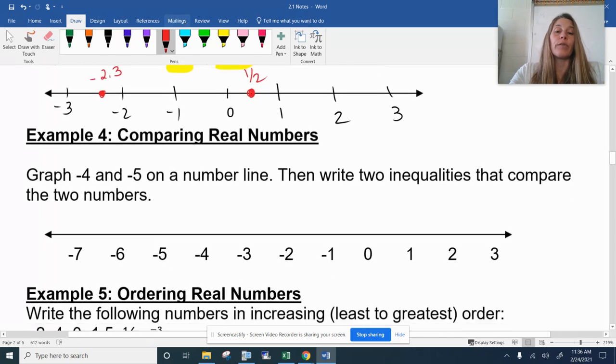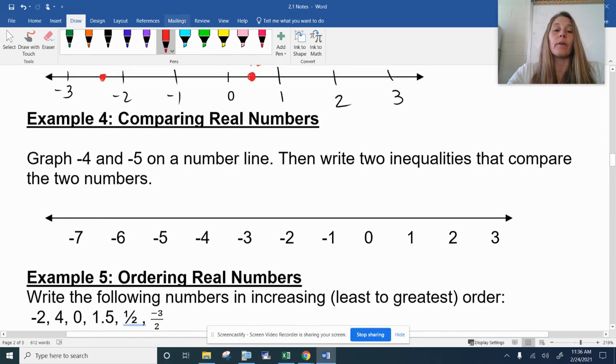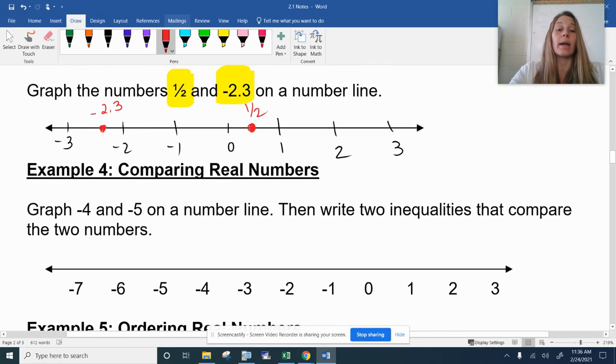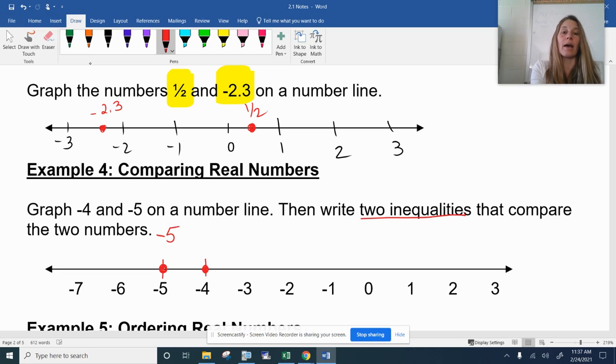So if we look at example 4, we're going to graph -4 and -5 on the number line. Then we'll write two inequalities that compare them. Well, -4 is right here. -5 is right here. Okay, so we can graph all of these on the number line, right? But these are the two that we're discussing. Now, how do I write two different inequalities? Well, the easiest way to write an inequality is to start with your lower number first on the left, your greater number, which on the number line, if you're reading from left to right, will be on the right.